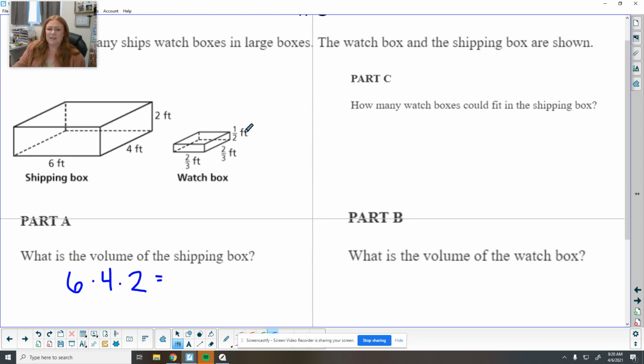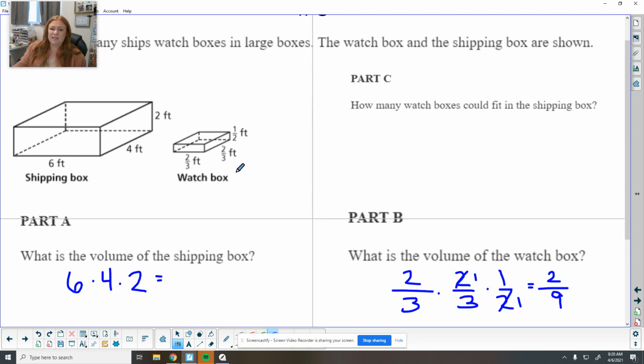And then part B wants to know the volume of the watch box. And even though these are fractions, so this is what I was talking about at the very beginning, these are simple fractions. They're not mixed numbers, they're pretty small. So the length is 2/3, the width is 2/3, the height is 1/2. I notice I can even cancel some of these out. So 2 times 1 is 2. 3 times 3 is 9 times 1 is 9.